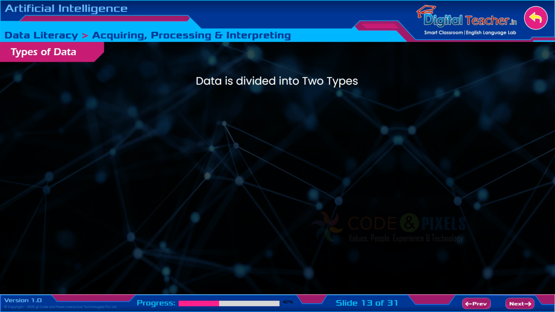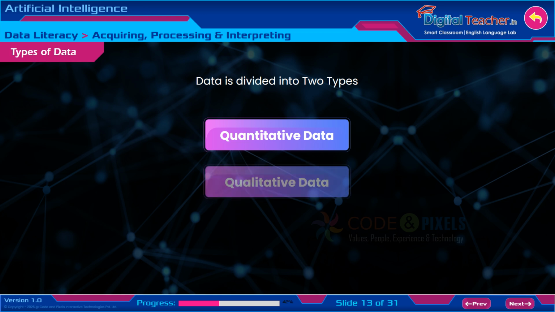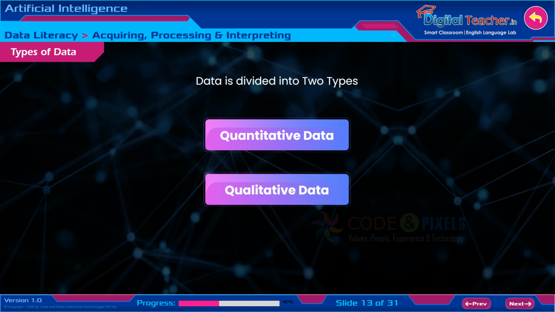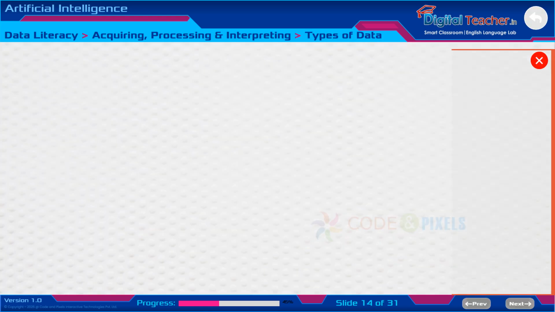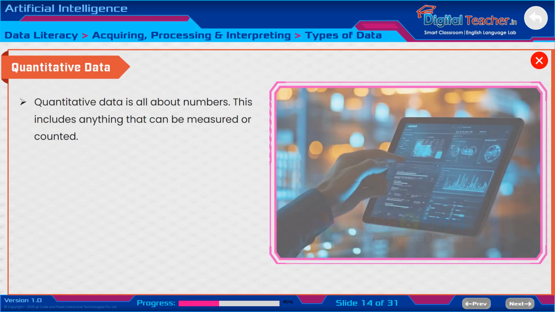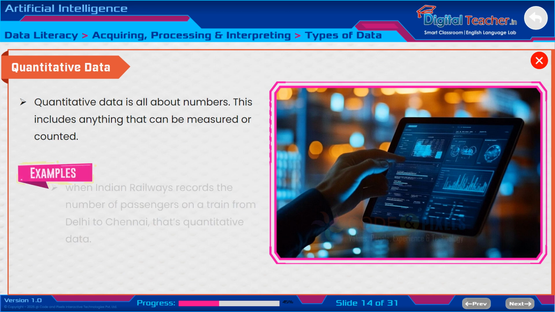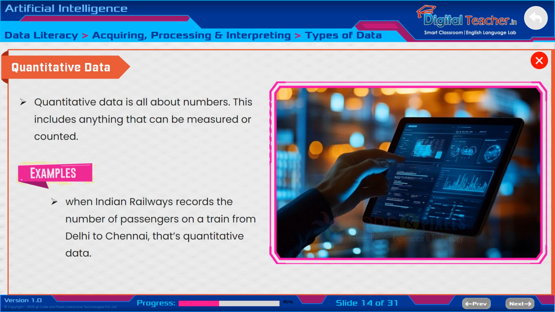Data is divided into two types: quantitative data and qualitative data. Quantitative data is all about numbers. This includes anything that can be measured or counted. For example, when Indian Railways records the number of passengers on a train from Delhi to Chennai, that's quantitative data.